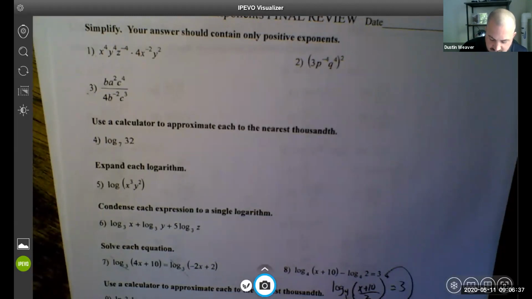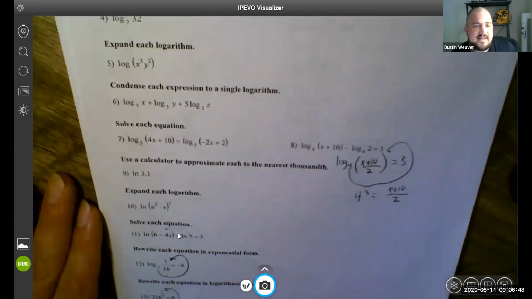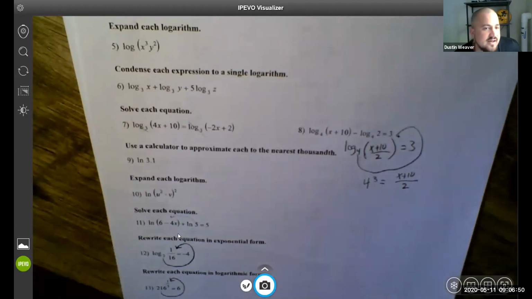Okay, so you want to move the number in front of the exponent. And then you're adding. In number 6, if you're adding, you want to condense it, you want to change it to multiplication. And if you have a number in front, you want to make it an exponent. Okay, in 7, notice that they both have log base 3 on each side. So we're able to cancel out the log base 3. So it's just 4x plus 10 equals negative 2x plus 2.